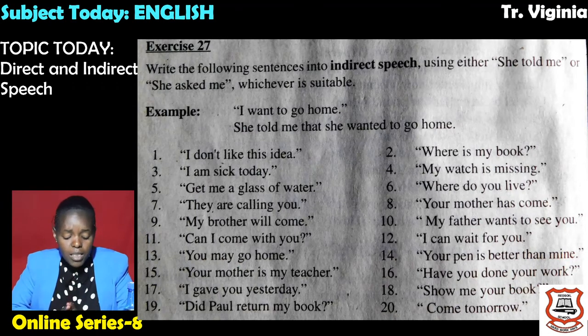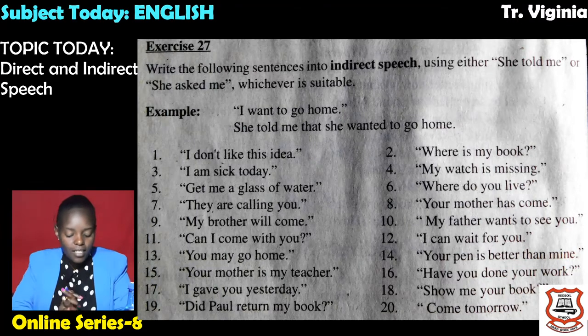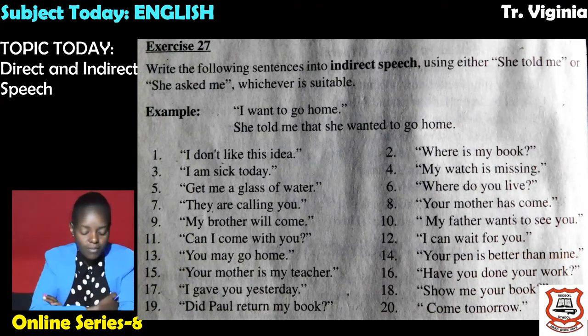Number six: Where do you live? Change that into indirect speech. So the answer: She asked me where I lived. Good.